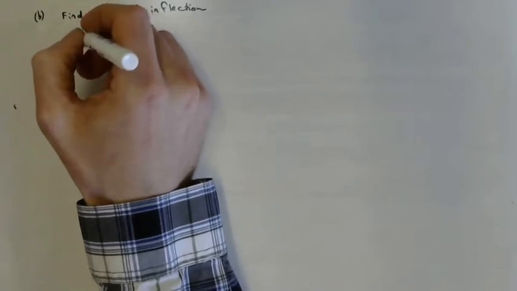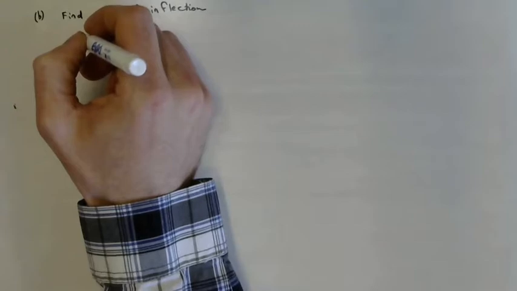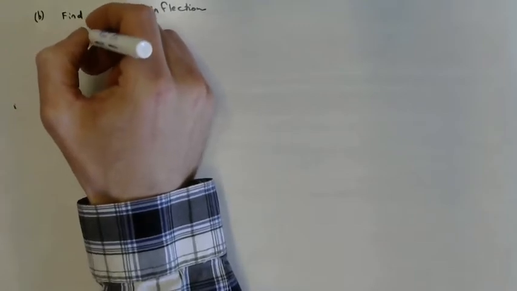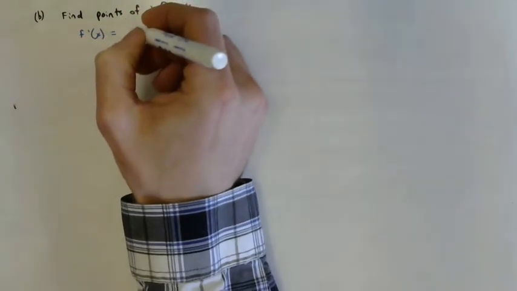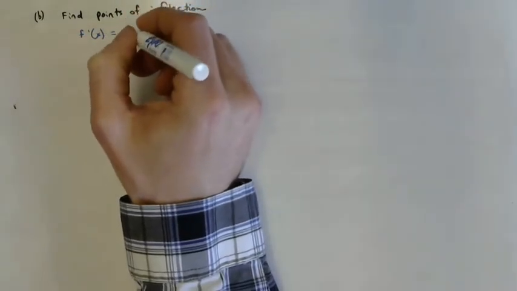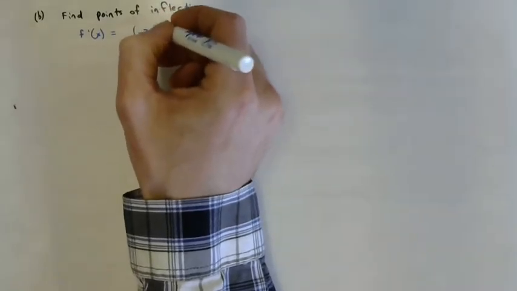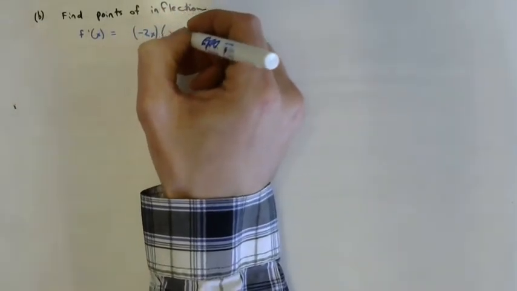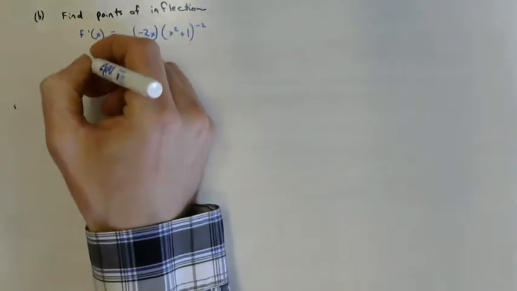And then if there's a change of sign at that point, then we know that there is a point of inflection there. So first I'm going to write down our first derivative again. And I'm going to write it all in the numerator, so with a negative exponent. So we're looking at -2x times (x squared plus 1) to the power of -2.